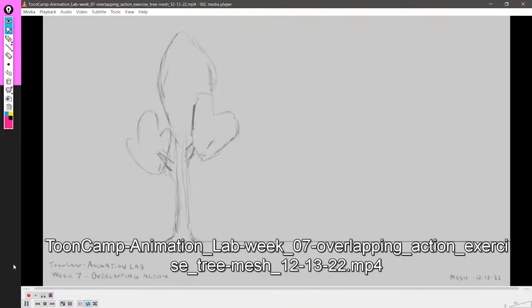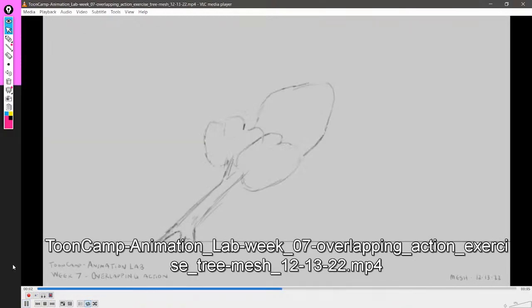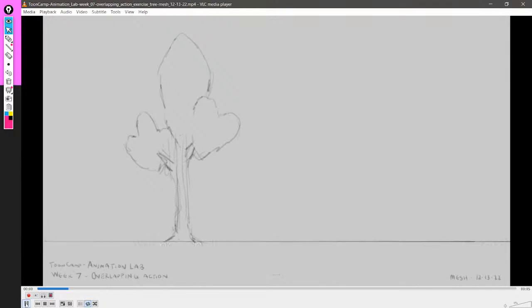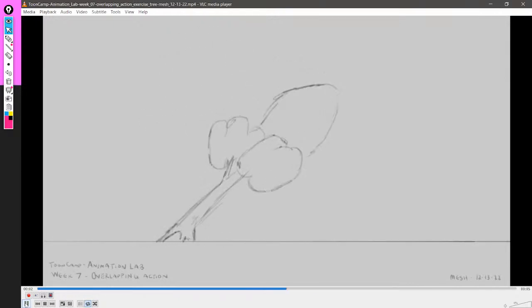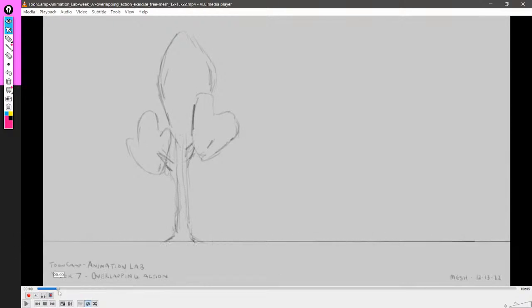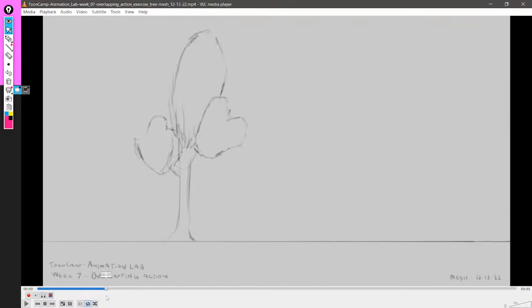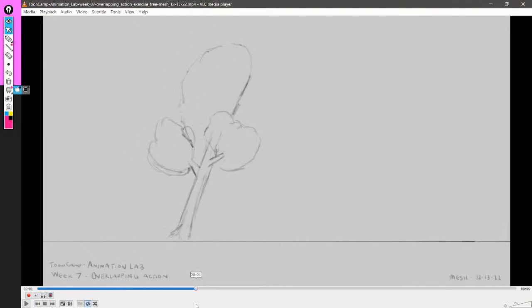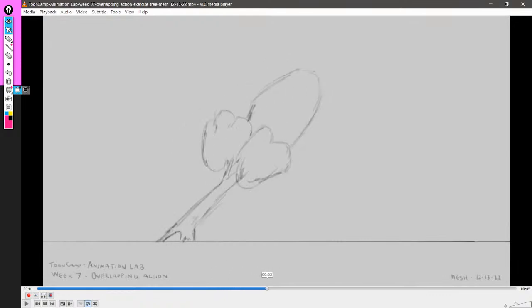Okay, I see what's happening here. I want to pause this just as it starts. Okay, I want to take a quick look at this. I think the first thing is I can see clearly that you animated the leaves, probably on a separate layer from the trunk, right?